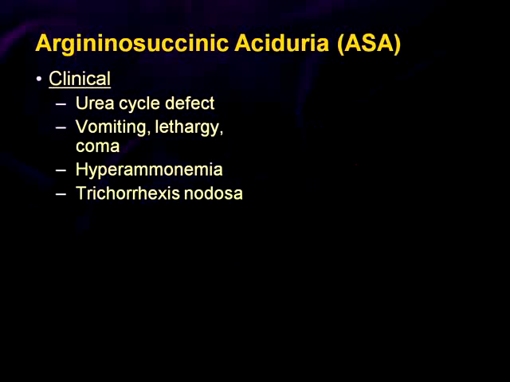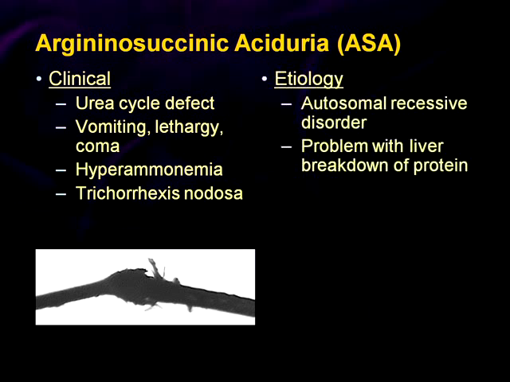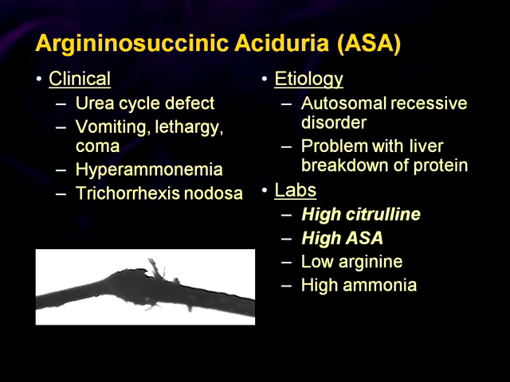Arginosuccinic aciduria, or ASA, urea cycle defect, vomiting, lethargy, coma, high ammonia, and this one has a hair finding, trichorrhexis nodosa. So you get these little bulbs on the hair and this breaking. So you can pluck a hair, go look under the handy-dandy microscope, if anybody still has one of those in clinic, and be able to make your diagnosis without a fancy plasma amino test. It is recessive, problems with breakdown of protein. Now you're going to get high citrulline and high arginosuccinic acid, low arginine, and high ammonia.